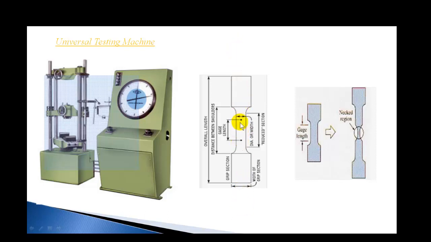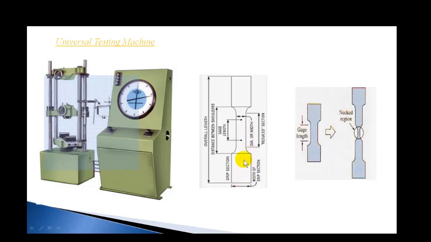Deformation in this marked portion, that is the gauge length, will be measured, and you can also measure the force applied through this dial. The deformation will be measured through the extensometer fixed on the UTM. So you can measure the deformation produced in the gauge length, and also note down the force applied to the specimen, the tensile force applied to the specimen.